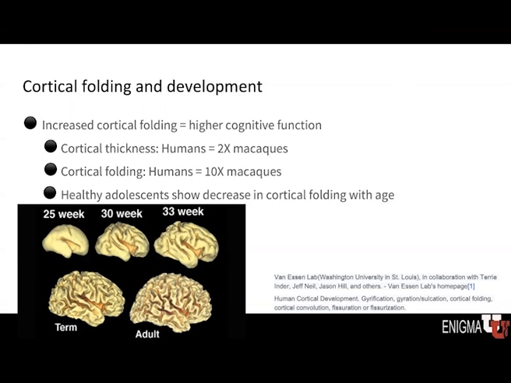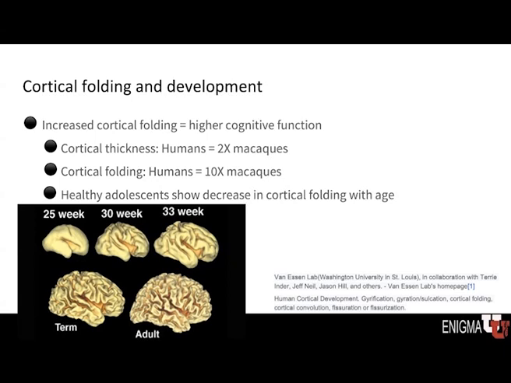We know that the human thickness of the cortex is about twice as thick as that of the macaque brain. However, in terms of folding patterns in the brain, the human's brain is about 10 times more folded than that of the macaque brain. Again, suggesting that increased cortical folding may be associated with higher cognitive function.